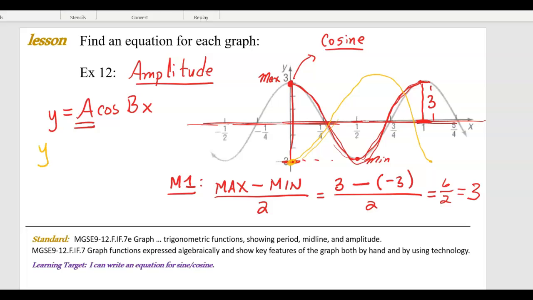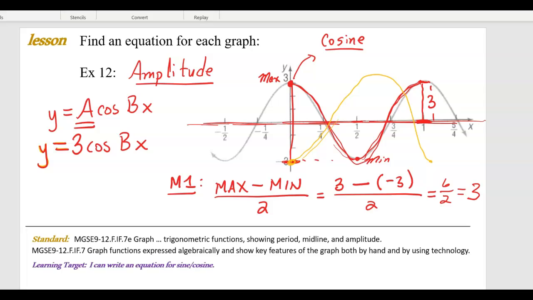So far we have y equals 3 cosine of, I don't know, x. Okay, so to find the amplitude, max minus min divided by 2, or midline to max, measure it, look at the spaces, 3 spaces high. Okay, that's going to get a little bit more complicated as we shift these graphs up and down as there's a d value. Okay, so that is amplitude.